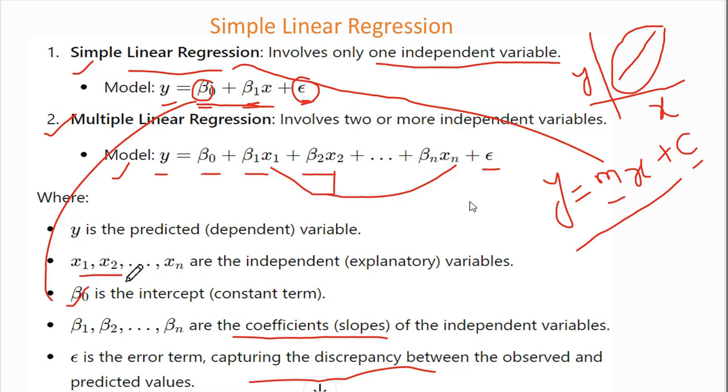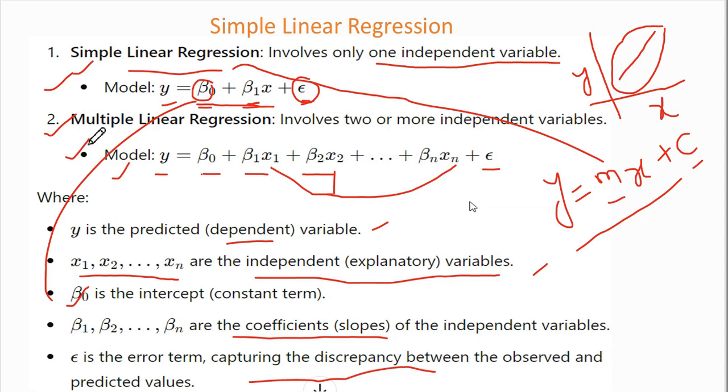And x1, x2 and so on, xn are called independent variables, also called predictor variables or explanatory variables. Y is the predicted variable, also called the dependent variable. Okay, that is the equation for simple linear regression and multiple linear regression.